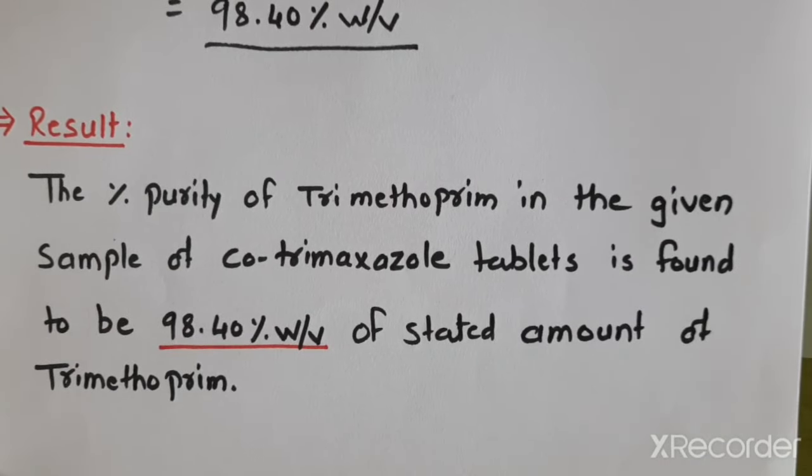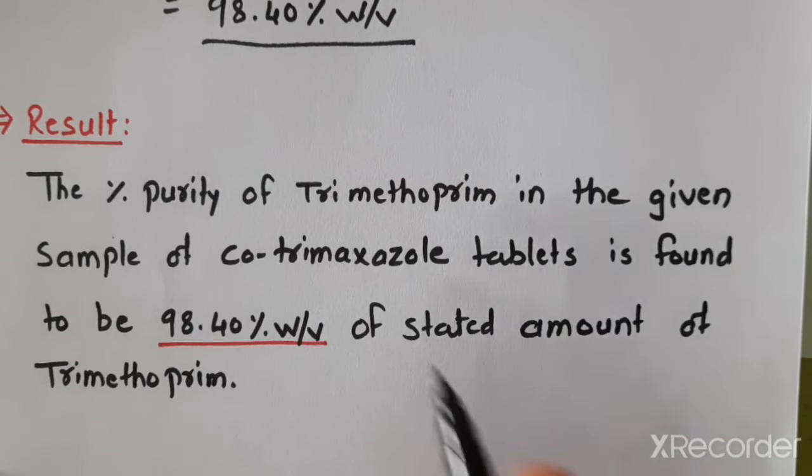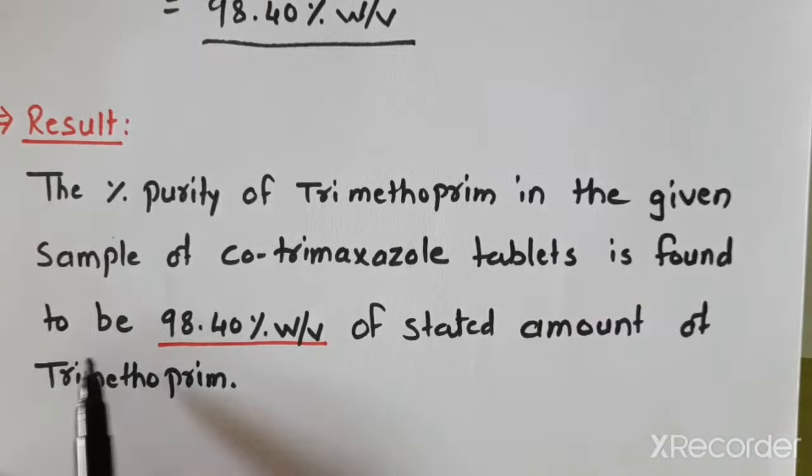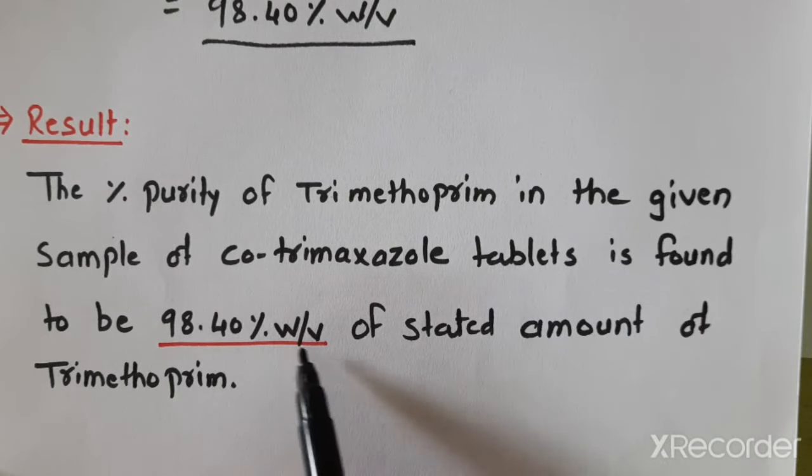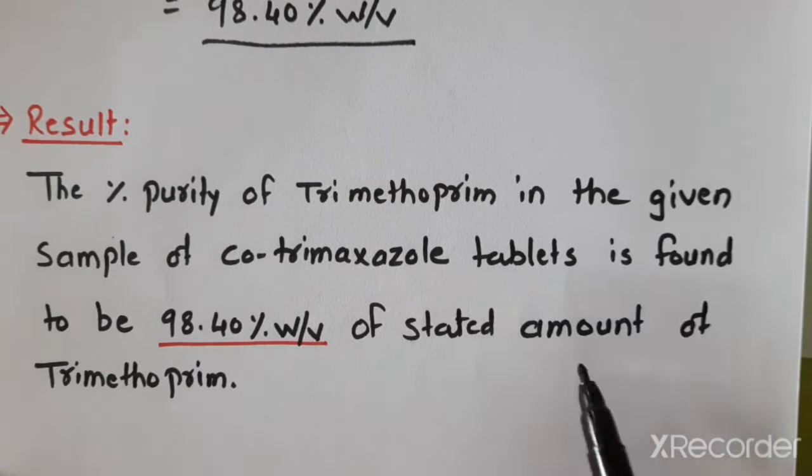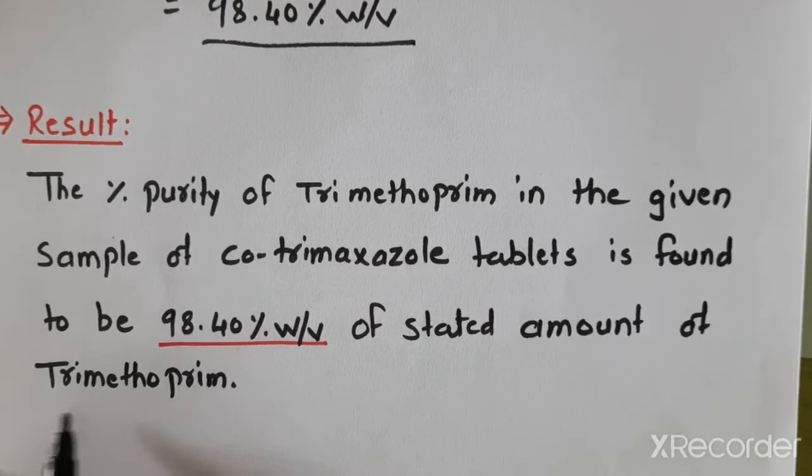So we can write the result. The percentage purity of trimethoprim in a given sample of Co-trimoxazole tablet is found to be 98.40% w/v of the stated amount of trimethoprim.